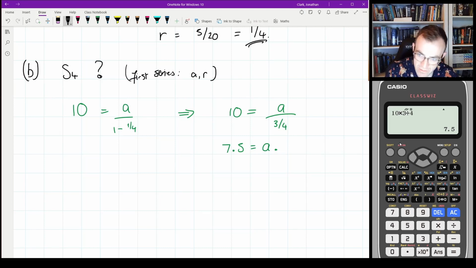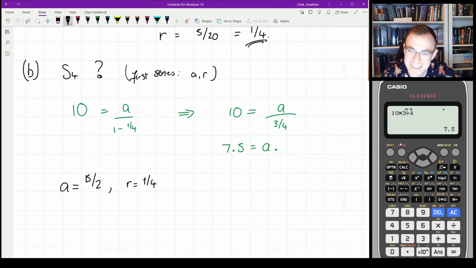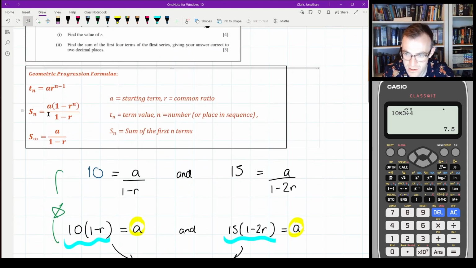Okay, so now I've got a sequence. The starting term is 7.5. The ratio is a quarter. I've committed a sin here. I've done the decimals and fractions. Let's call it 15 over 2. There we go. That's better. So the sum of the first 4 terms, there's a formula for this.